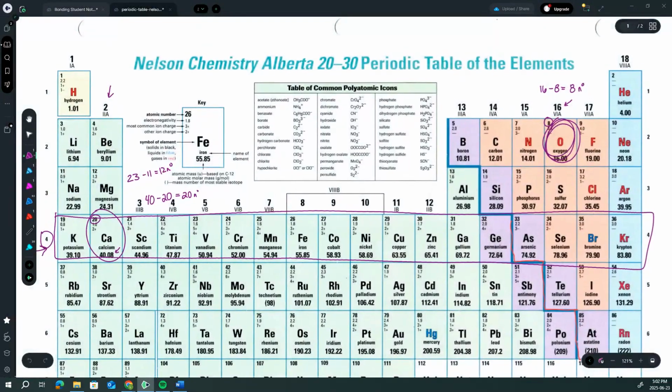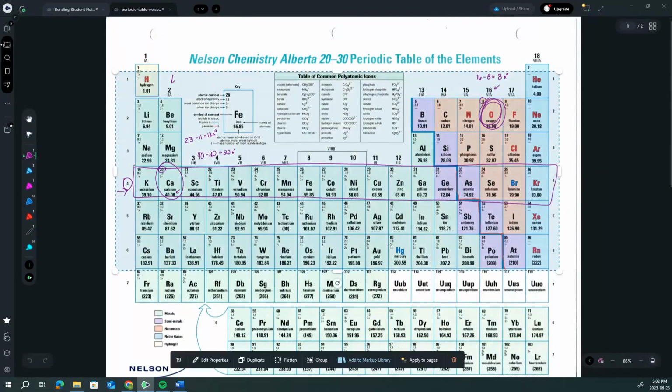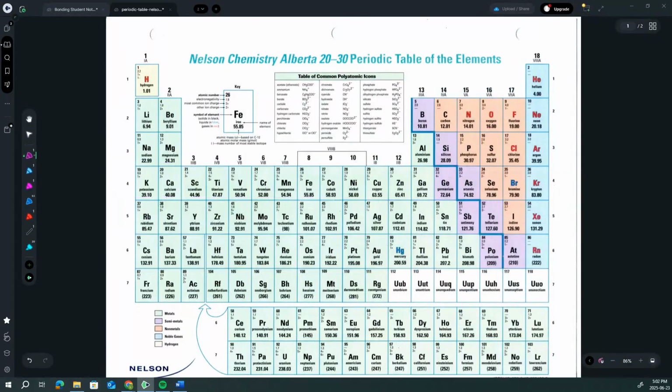So if we look at our periodic table here, they're saying that you can't predict what your charges are going to be if you're talking about transition metals, which are right here, so from group 3 to group 12. But the earlier point is group 1, 2, and then 13 through 18.